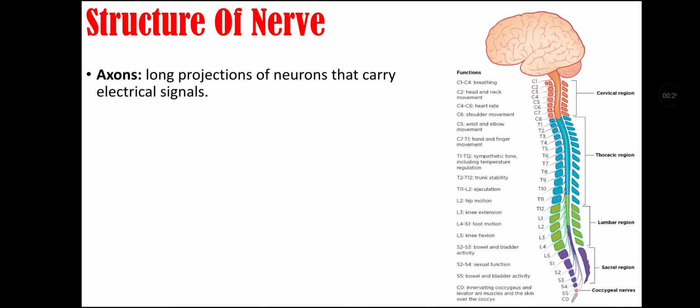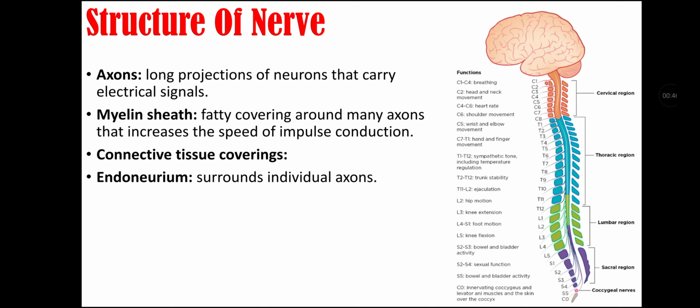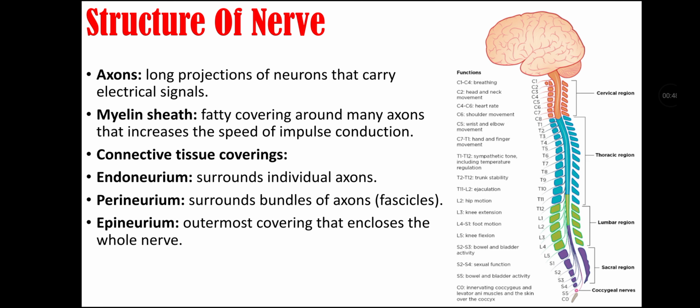Structure of nerve. It contains axon, that is a long projection of neurons that carry electrical signals. It contains myelin sheath, that are fatty coverings around many axons that increase the speed of impulse conduction. It has connective tissue covering that include endoneurium, perineurium and epineurium. Endoneurium surrounds individual axons, perineurium surrounds bundle of axons, and epineurium is the outermost covering that encloses the whole nerve.